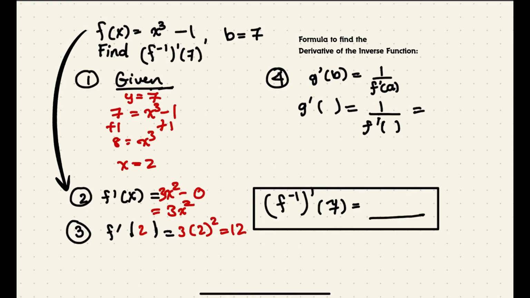Now in step 4, this is the equation we use to find the derivative of the inverse function. So let's fill it in. Our b is 7, so g prime of 7 is equal to 1 over f prime of 2. Now, we know f prime of 2 is equal to 12, so let's replace that. And that just gives us the derivative of the inverse, f inverse of 7, which is 1 over 12.